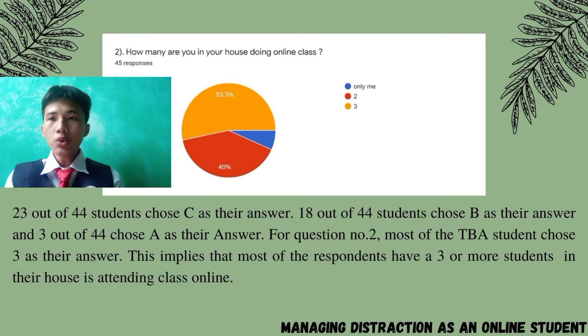For question number 2, how many are you in your house doing online class? 23 out of 44 students chose C as their answer. 18 out of 44 students chose B as their answer. And 3 out of 44 students chose A as their answer. For question number 2, most of the TBA students chose 3 as their answer. This implies that most of the respondents have 3 or more students in their house attending class online.